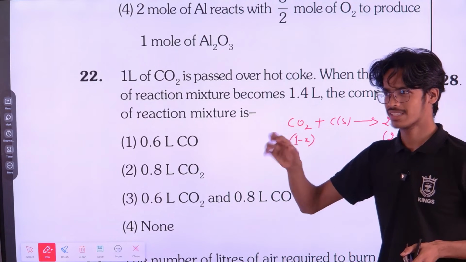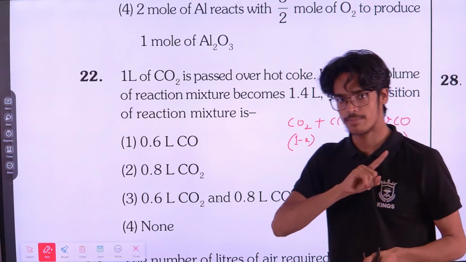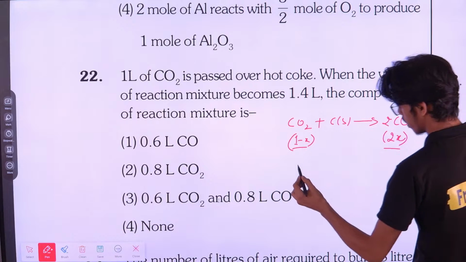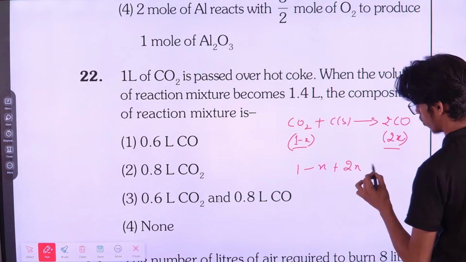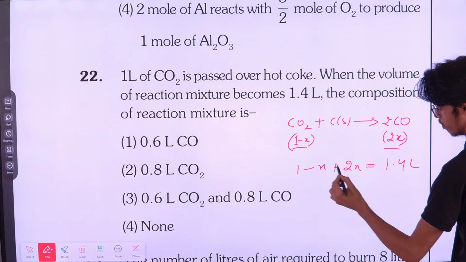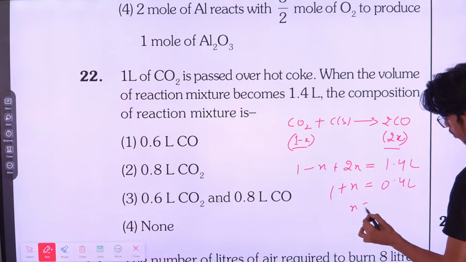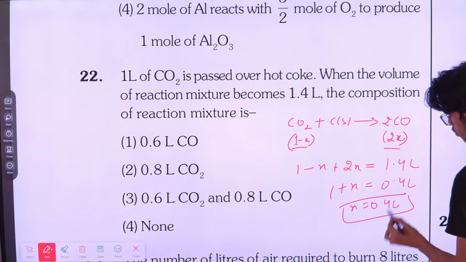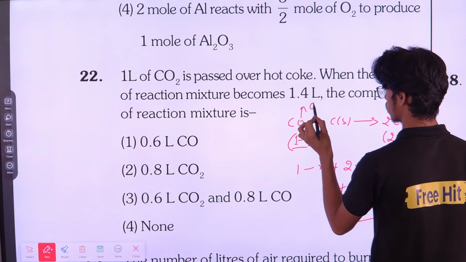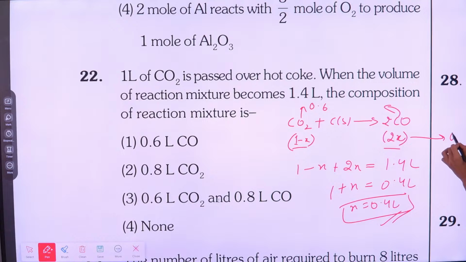In my previous one shot, I told you that volume and number of moles can be used in stoichiometry, but not mass, not grams. So 1 minus x and 2x, if you add them, that is the total volume of the mixture, 1.4 liter. 1 minus x plus 2x is 1 plus x, equal to 1.4 liter. So x is 0.4 liter. It means carbon dioxide is 1 minus 0.4, that is 0.6 liter, and carbon monoxide, 2x, is 0.8 liter.